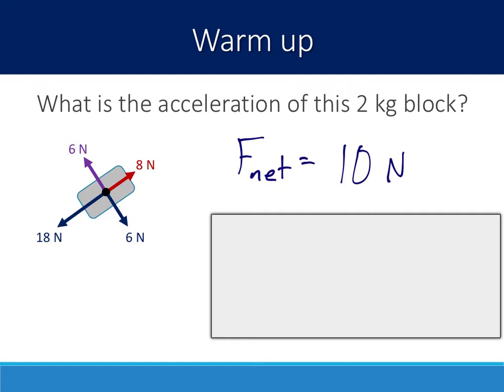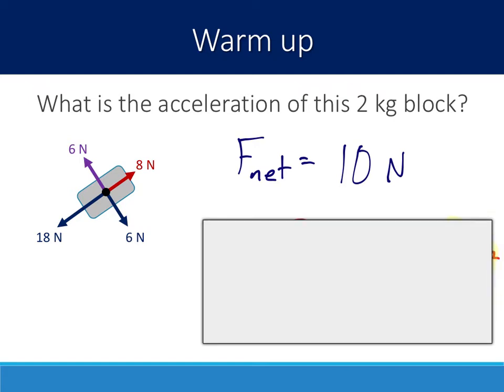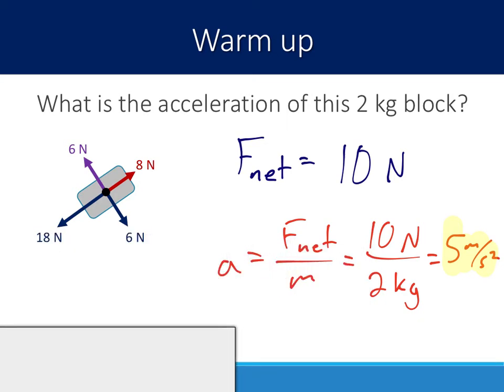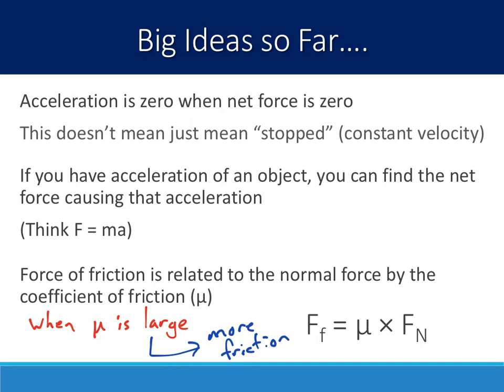To find acceleration, we would go back to our F equals ma equation and solve for a. So acceleration is the net force divided by the mass. In this case, it's about 5 meters per second squared for a 2 kilogram block. All right, so a little bit of review there. We're going to use these ideas today a little bit more with ramps. All right, so some more review.